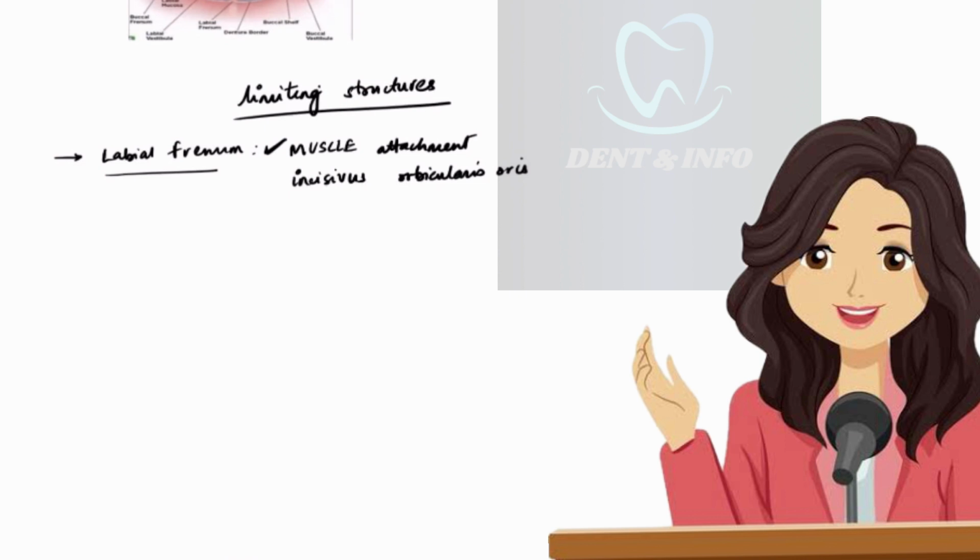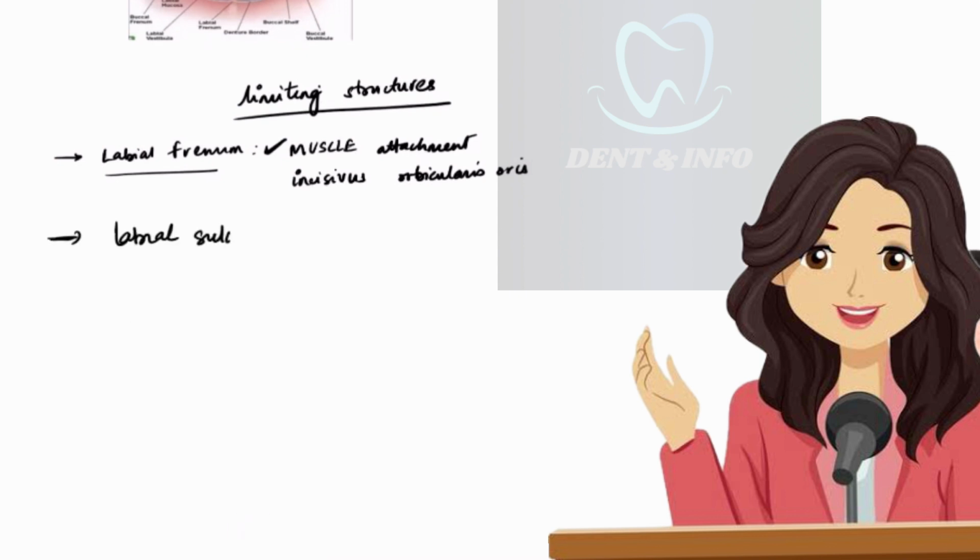Mentalis will also affect this area, which is the reason why you need to mold it very nicely when you're doing your border molding procedures, right? So mentalis is also important. When we open our mouth wider, orbicularis oris is going to be stretched. It will be widened. So it is going to actually narrow down your labial sulcus.